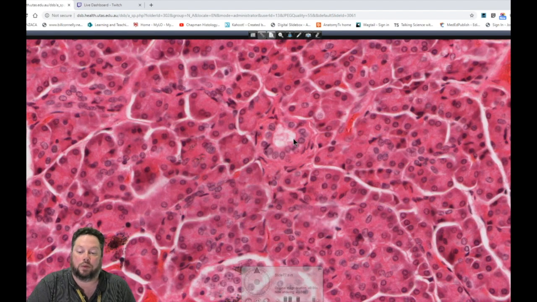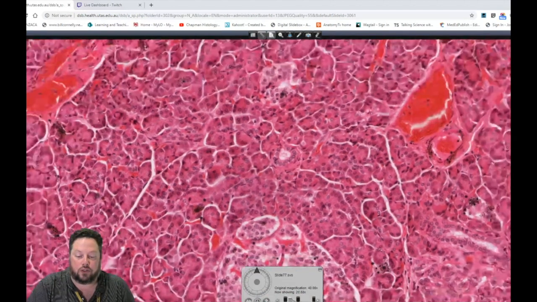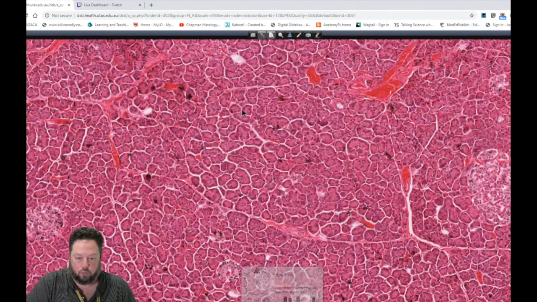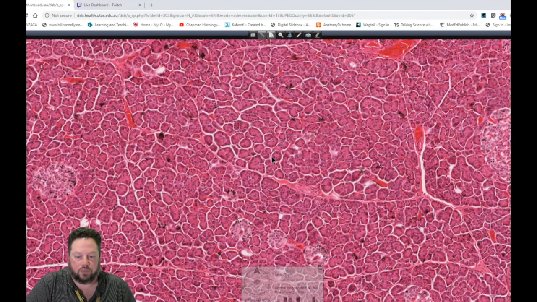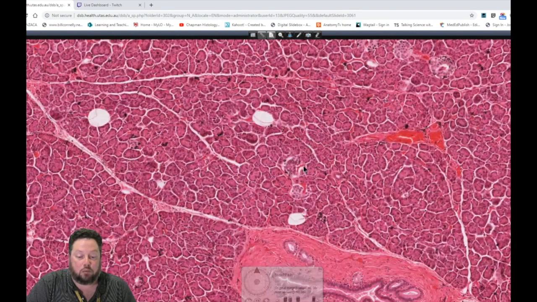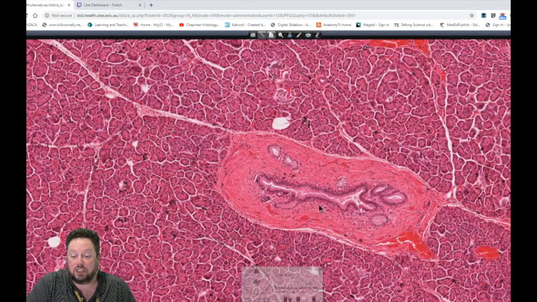If you remember when we looked at the salivary glands, the ducts were a very prominent feature of the salivary glands. Whereas here you can see it's very, very difficult to actually see the ducts at all. We can see the islets of Langerhans, but the ducts are much more difficult to visualize. You can see them here in the connective tissue. Can't find it? Not yet. Right.